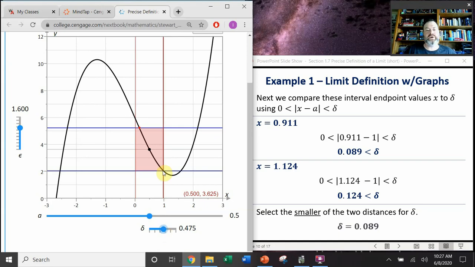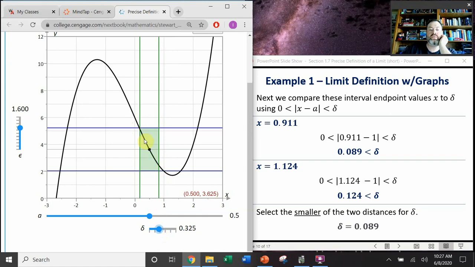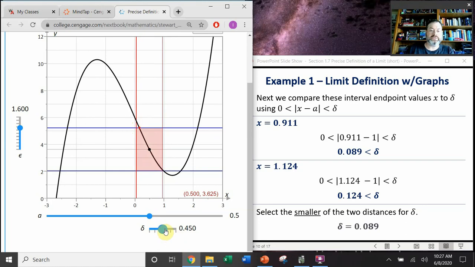here we have an intersection point, but this doesn't work as delta because there's a little bit of the function that's above L plus epsilon here. You need to keep making that smaller and smaller until the box turns green. So here, this is the smaller of these two distances, right? This green rectangle here corresponds to delta being 0.325. And the bigger one corresponds to 0.475. You always pick the smaller number.